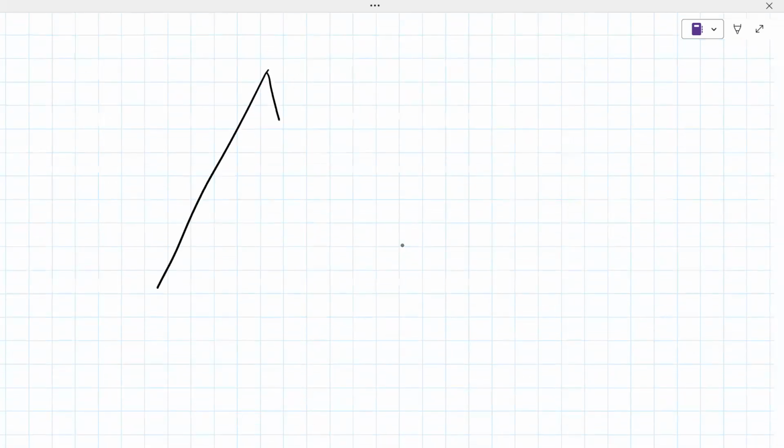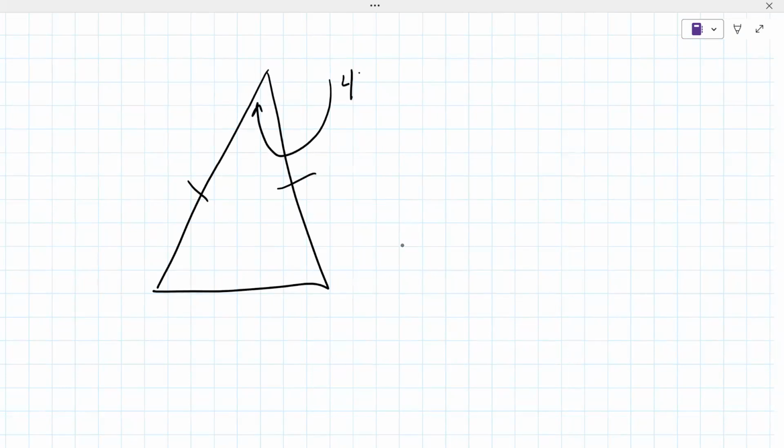All right, so let's look at another one here. Here's another style of problem you'll see. Let's say these two sides are the same, and this angle right here is 46 degrees. I want you to find X and Y. Now, this looks more complicated than the previous problem. It's actually just a reverse of it.